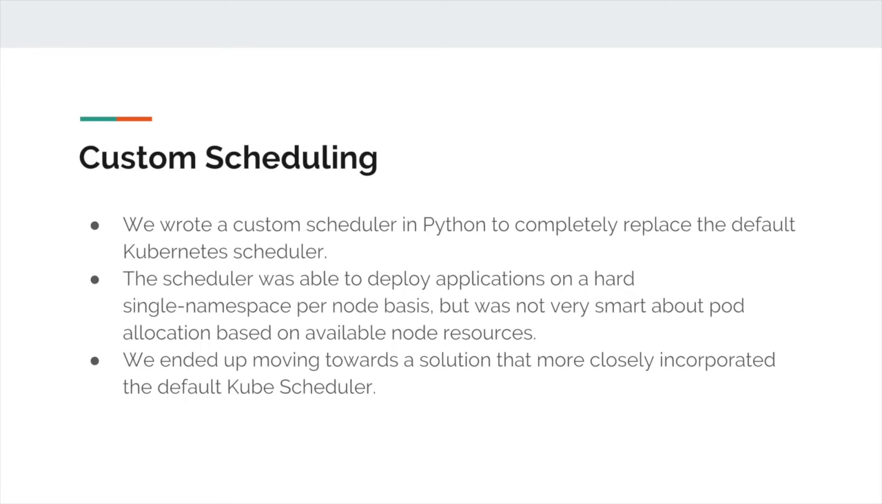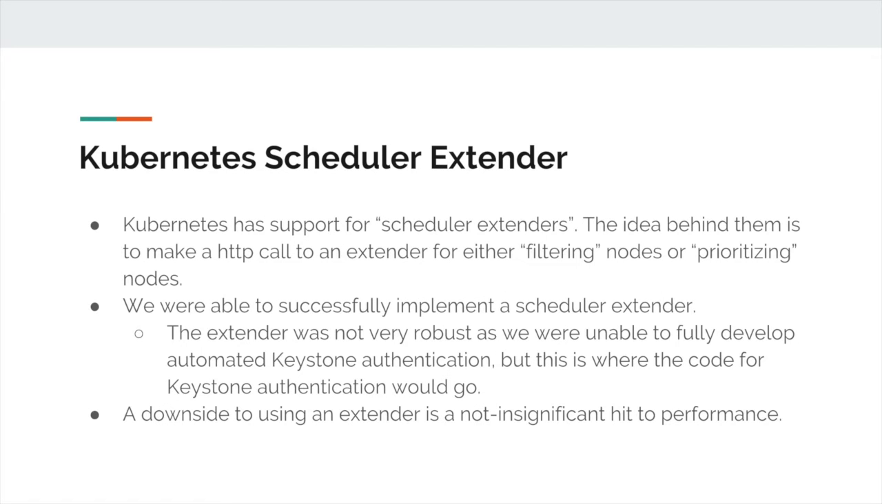We wanted to fully utilize the power of the default Kubernetes schedulers, especially given how much work has been done on it. So we ended up moving towards a different approach. The second thing we developed was using extenders. Kubernetes has support for scheduler extenders, which are a way to force the Kubernetes scheduler to make an HTTP call to a so-called extender. These HTTP calls will take place after either the node filtering stage or the node prioritization stage.